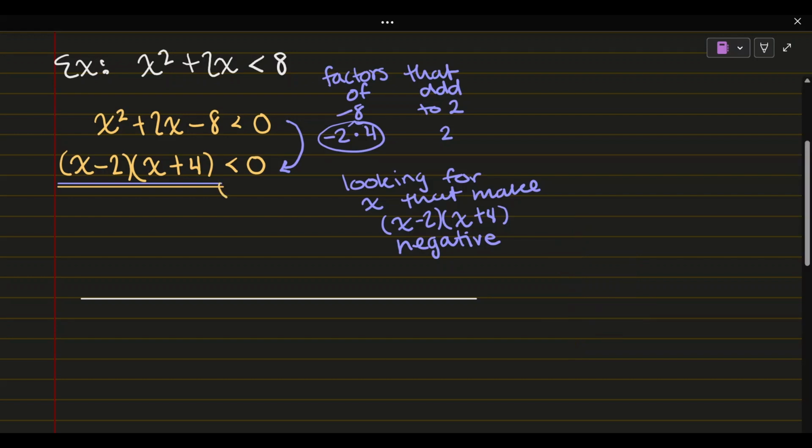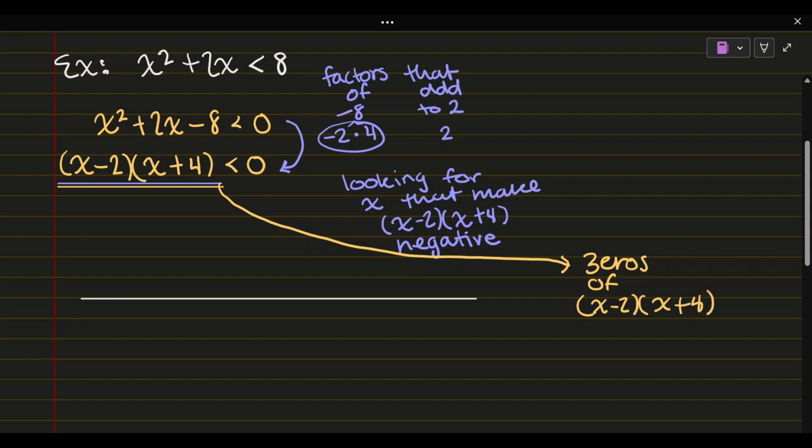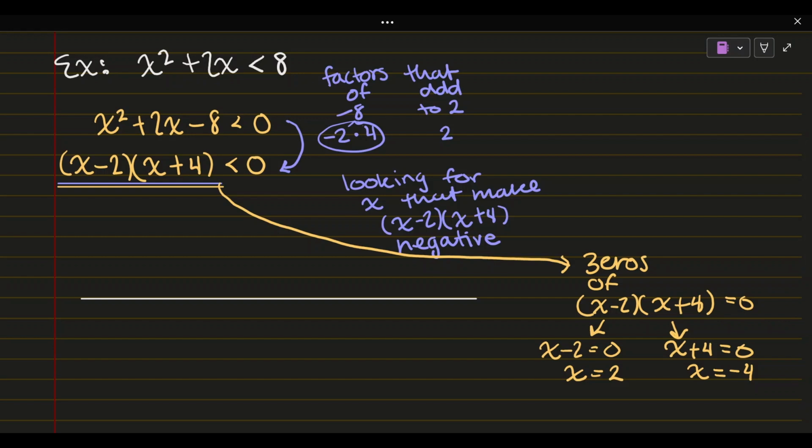So finding the zeros of x minus 2 times x plus 4, we can set the factors separately equal to 0: x minus 2 equals 0 and x plus 4 equals 0. So x equals positive 2 and x equals negative 4. Okay, and now I'm going to plot these on my sign chart here. So this is a number line. We'll say x equals 2 is here, and we'll say x equals negative 4 is somewhere down here. And we know that 0 is going to be somewhere here.